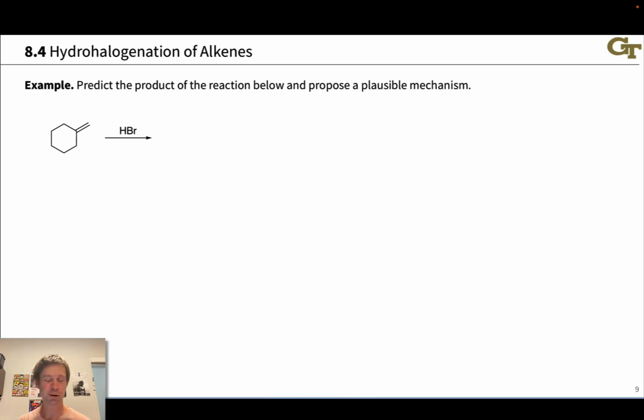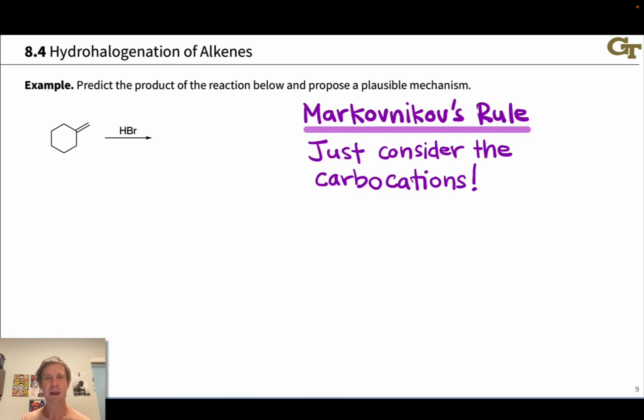The first thing I'm going to notice here is that I'm dealing with an unsymmetrical alkene with a more substituted carbon and a less substituted carbon. So regiochemistry is something that I'm going to need to think about. And we can apply Markovnikov's rule here now in its revised form, where we're just going to consider the relative stabilities of the possible carbocations that would form en route to the possible regioisomers.